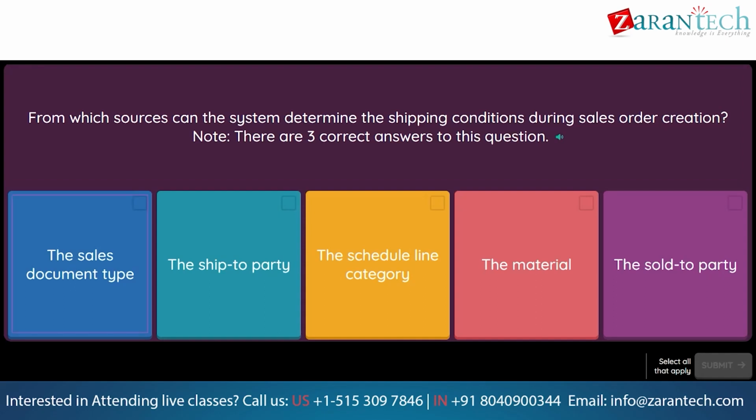Option 1, the sales document type. Option 2, the ship to party. Option 3, the schedule line category. Option 4, the material. Option 5, the sold to party.